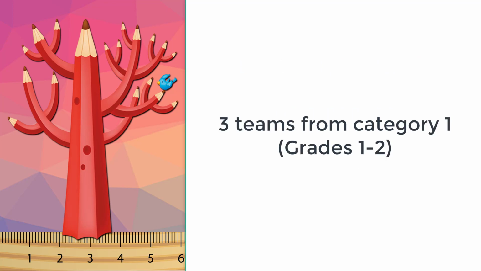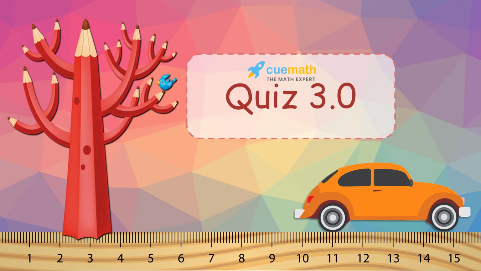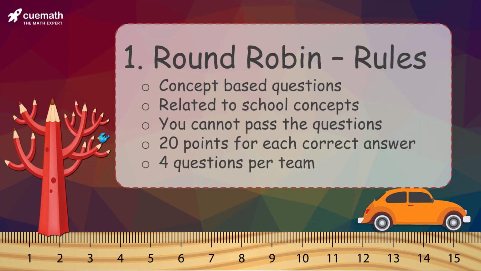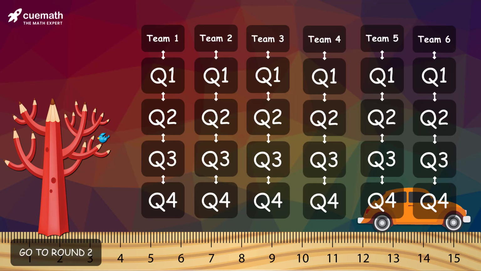Let us assume that you have 3 teams from category 1, that is grades 1 and 2, ready for the quiz event. So, how do we use the quiz PPT and conduct a quiz for these teams? Open the relevant PPT, the one meant for category 1, and start the first round of the quiz with this slide. Read out the rules for this round and move to the next slide.